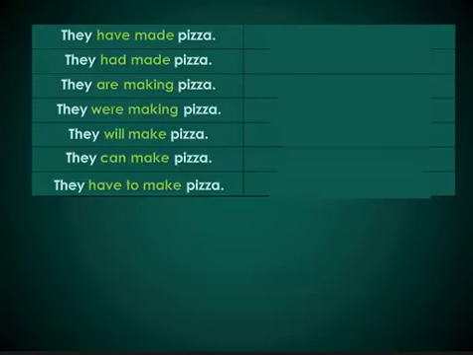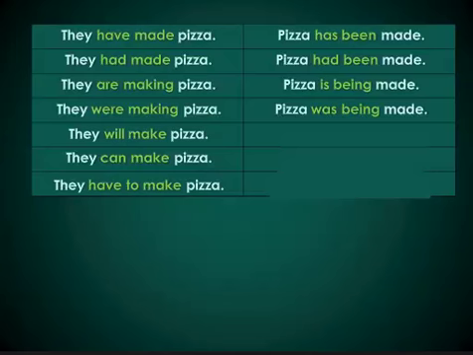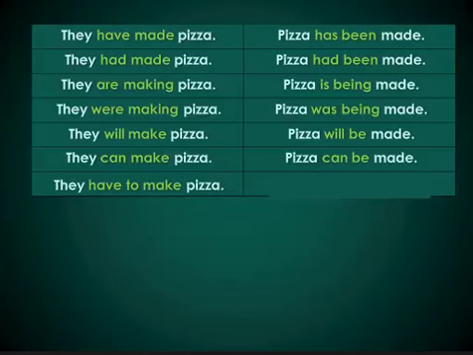And so on and so forth. They have made pizza. Pizza has been made. They had made pizza. Pizza had been made. They are making pizza. Pay attention to the use of continuous forms of verbs here. Pizza is being made. They were making pizza. Pizza was being made. They will make pizza. Pizza will be made. They can make pizza. Pizza can be made. They have to make pizza. Pizza has to be made.